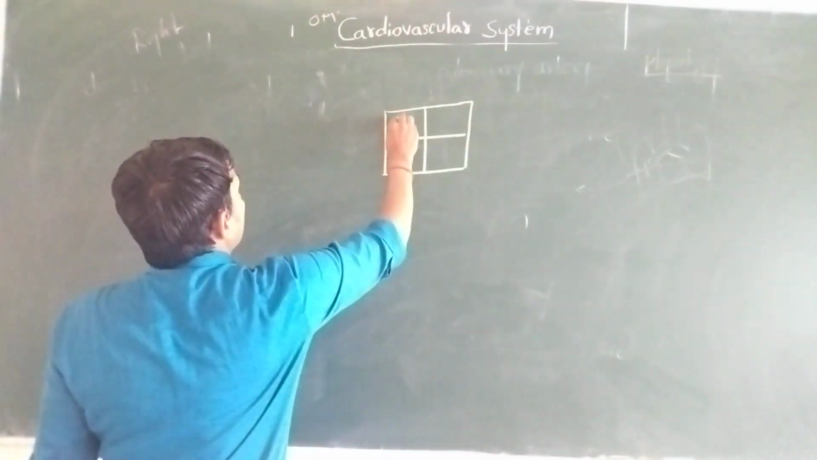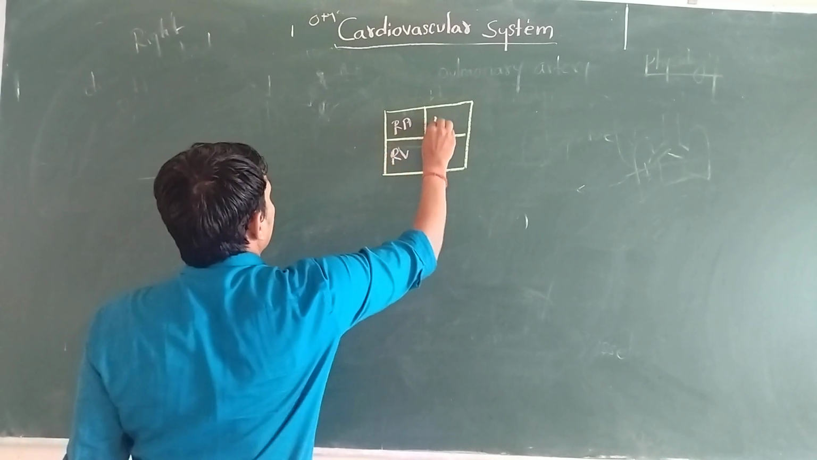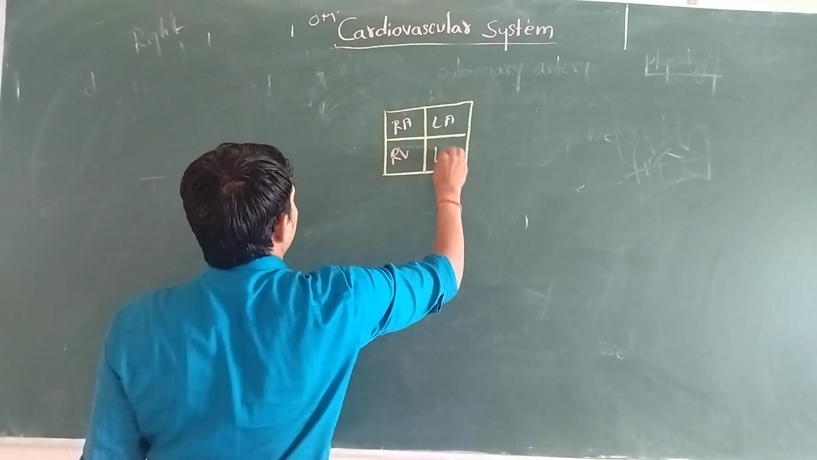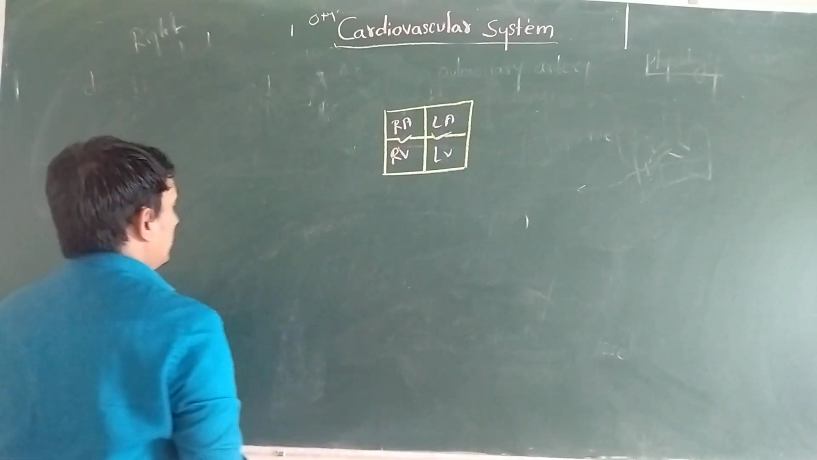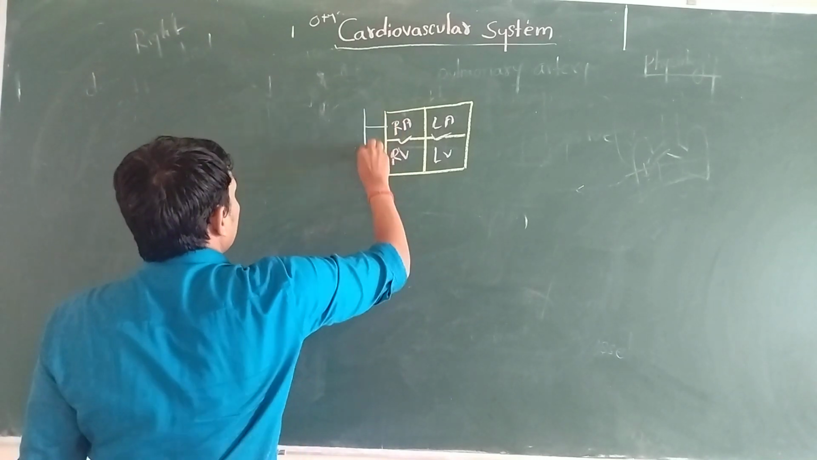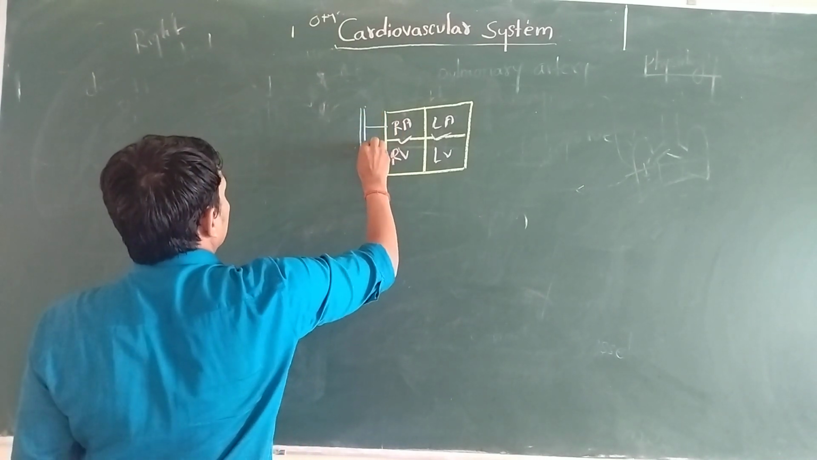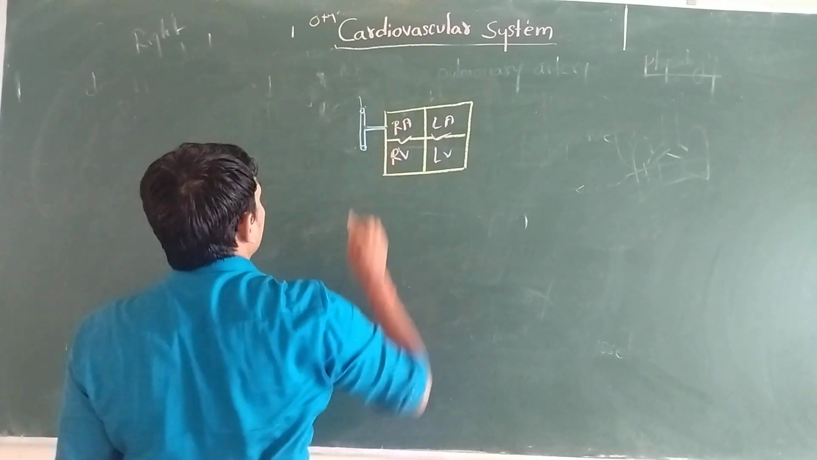Suppose this is called the right atrium. This is called the right ventricle. This is called the left atrium. This is called the left ventricle. Here we have a valve. This is called the valve: tricuspid valve, bicuspid valve. Suppose this is called the superior vena cava, and the inferior vena cava.